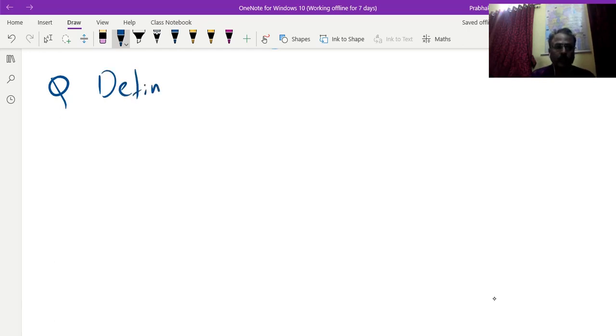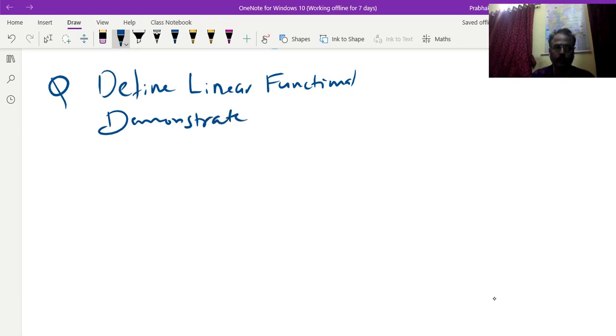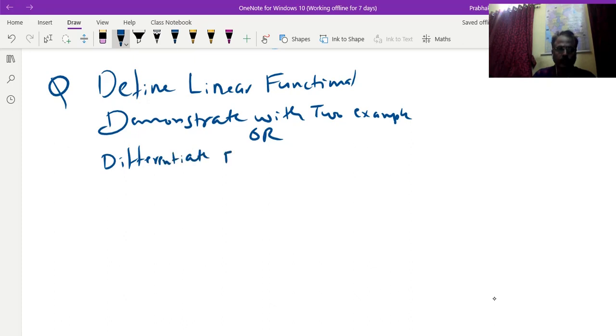We shall understand what is meant by linear functional. Define linear functional. It is a special case of linear transformation. Also demonstrate with some examples, with two examples. Or the same question can be written as: differentiate between linear transformation and linear operator.